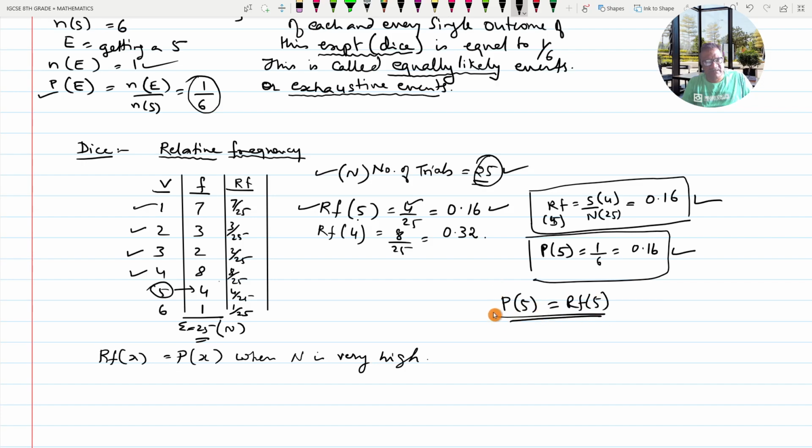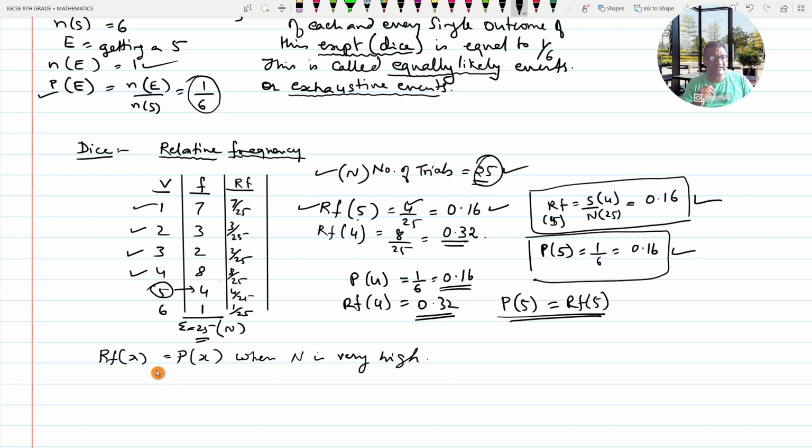But if you check for the 4, the relative frequency of 4 is 0.32 and the probability of 4 is how much? It is 1 by 6, that is 0.16. So this is not matching. The probability of 4 and the relative frequency of 4 are different. The relative frequency of 4 is 0.32. So there's a difference between these two. But now if you increase the number of trials from 25 to maybe 100 or maybe 200, then even this difference will come down. That is what I want to say.